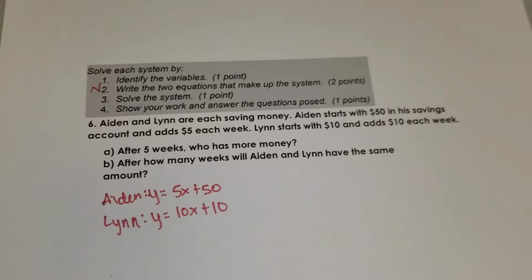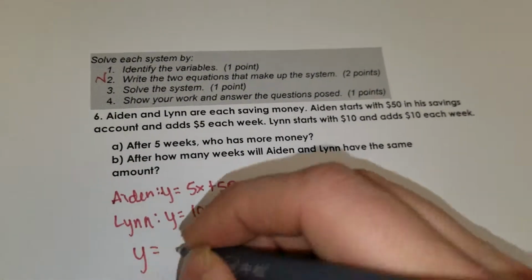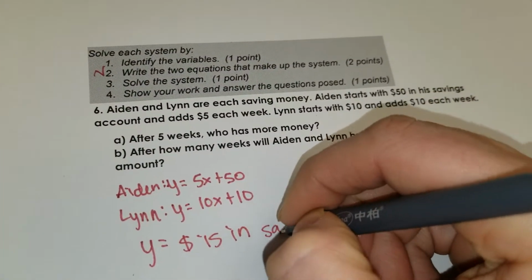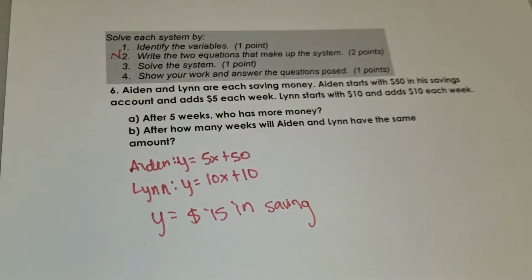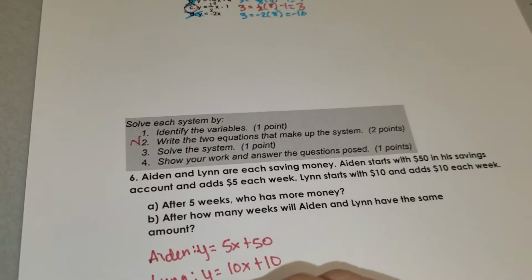That's actually step 2, and that's first, but I think it makes the most sense to do that first. Then it says identify the variables. In both equations, y is going to tell us how much money is in their savings account, and x for each problem is attached to that week amount.